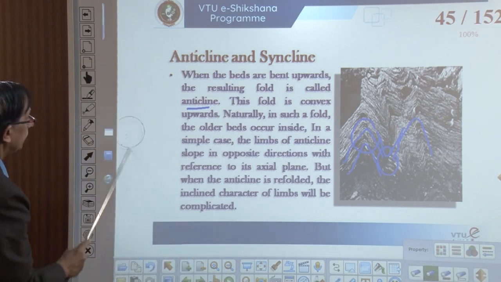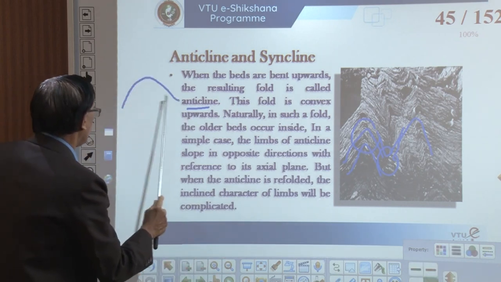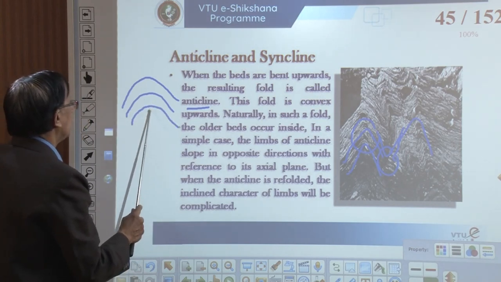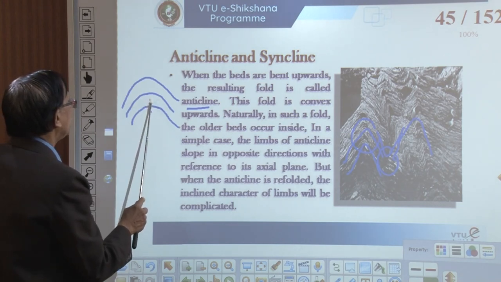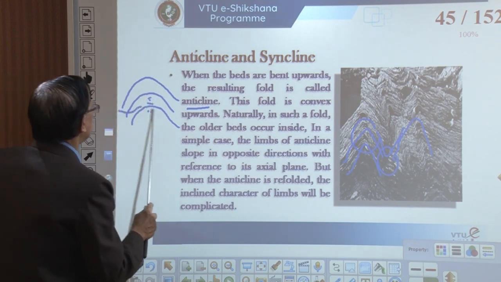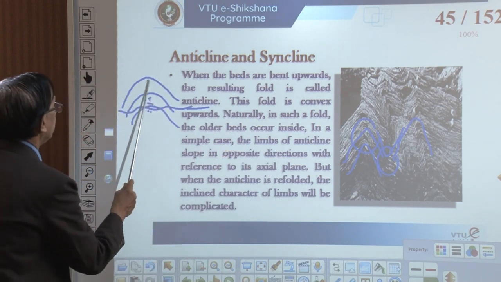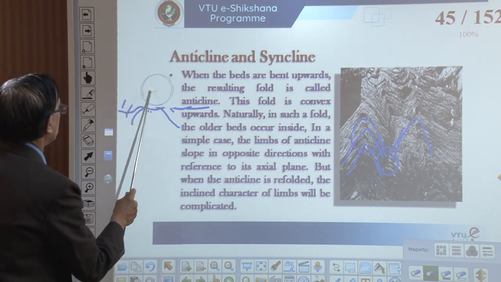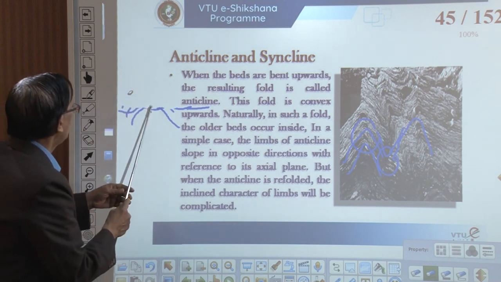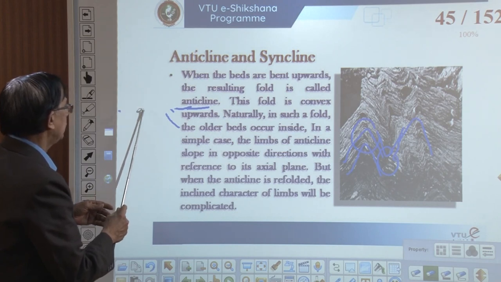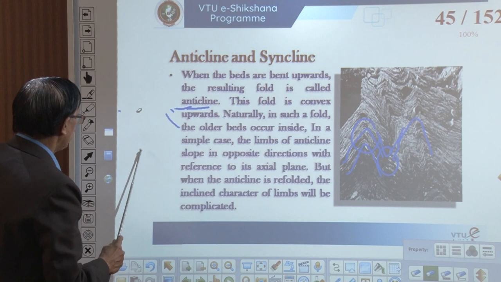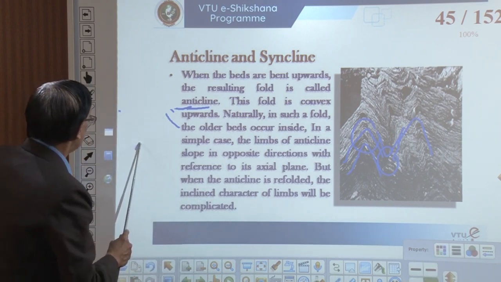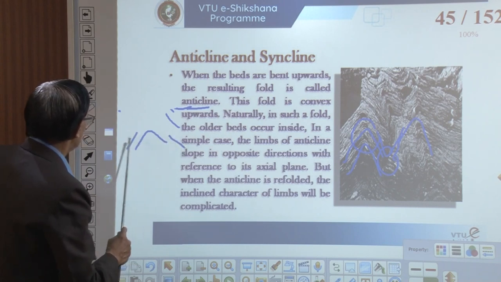Friends, listen carefully. If beds were originally like this, this is the oldest, this is intermediate, this is young. Suppose the beds are folded and eroded like this, then what do I get? I get the older rocks here, intermediate rocks on either side, and the youngest rocks still farther. So the oldest rocks are here, intermediate rocks are here, younger rocks are here.